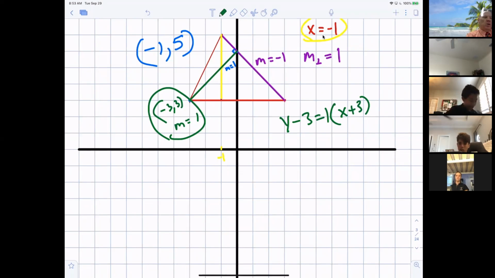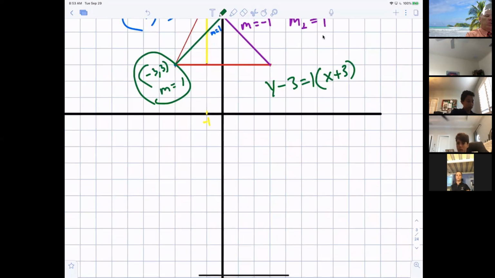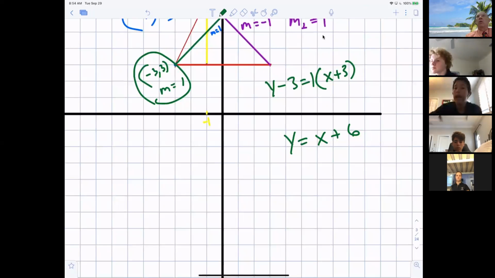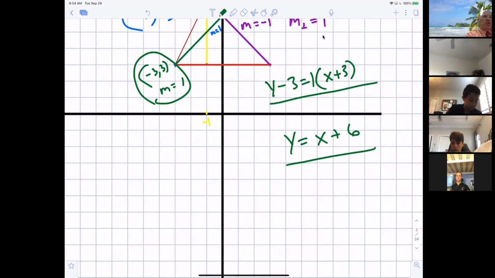All right. So that equation, if I write it in y equals mx plus b, is y equals x plus 6. Everybody agree with that? Y equals x plus 6. Now don't just write y equals x plus 6. Tell me if you don't know. You don't know how I got x plus 6? I distributed the 1, so that just made it x plus 3, and then I added 3. All right, that's perfectly fine.